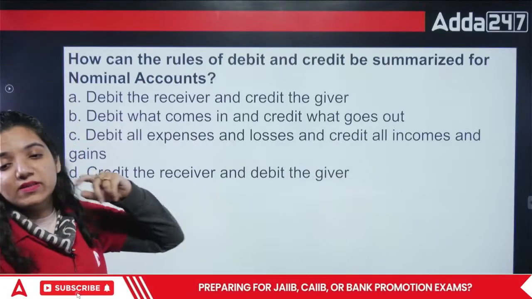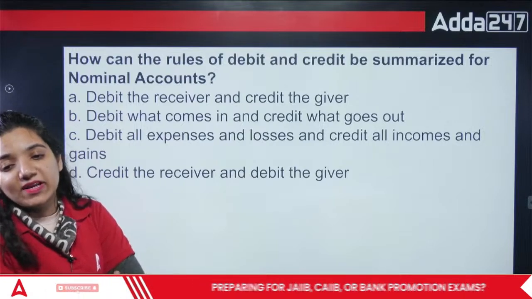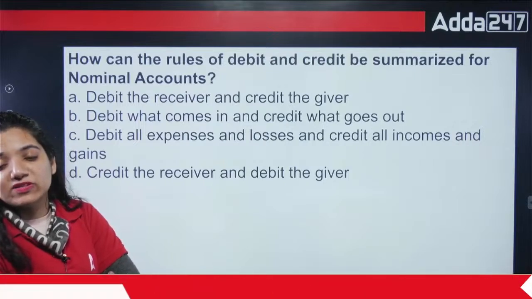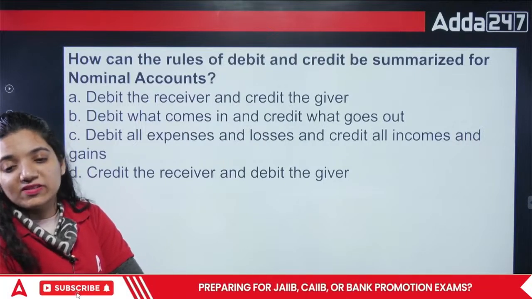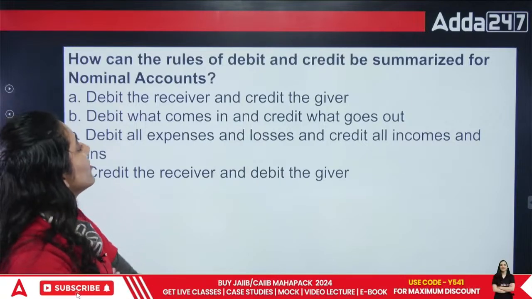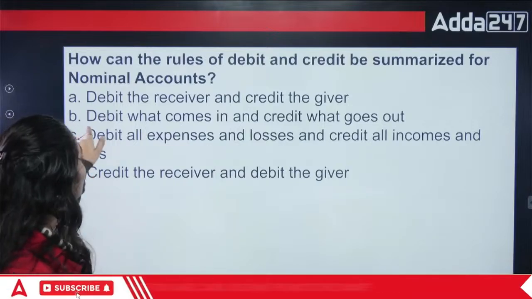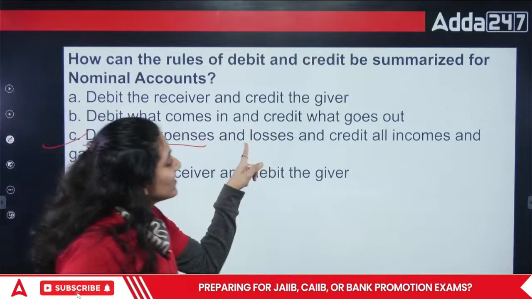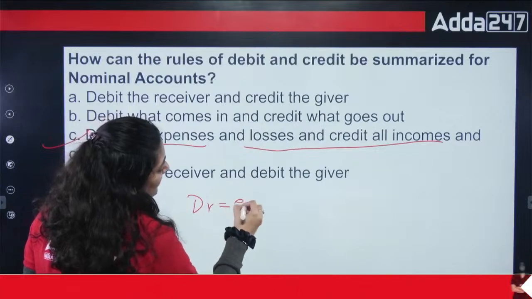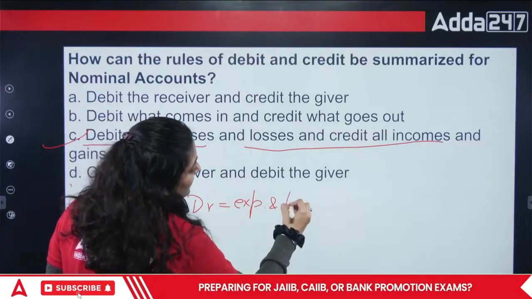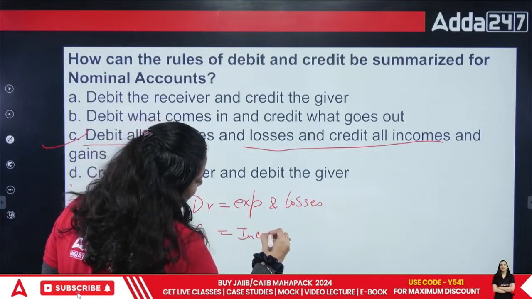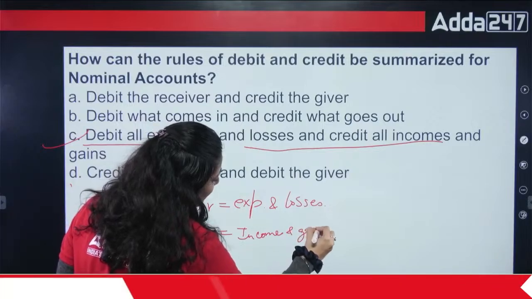Then what can be the rules of debit and credit be summarized in terms of nominal accounts? Debit the receiver, credit the giver. Debit what comes in, credit what goes out. Debit all the expenses and losses, credit all the incomes and gains, and credit the receiver, debit the giver. When we talk about nominal, nominal says it is related to the expenses and incomes. So it is related to the area of debit all the expenses and losses and credit all the incomes and gains. If I talk about the crux, debit side is for expenses and losses and credit side is for incomes and gains.